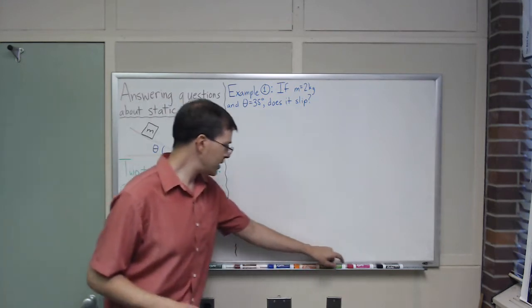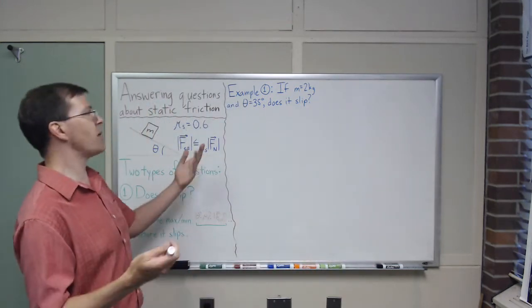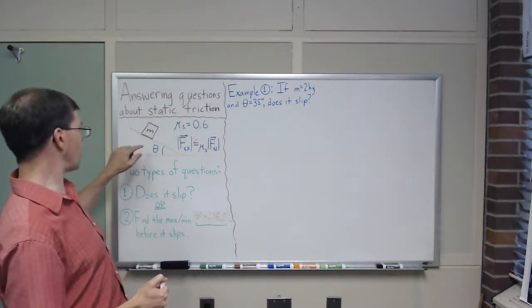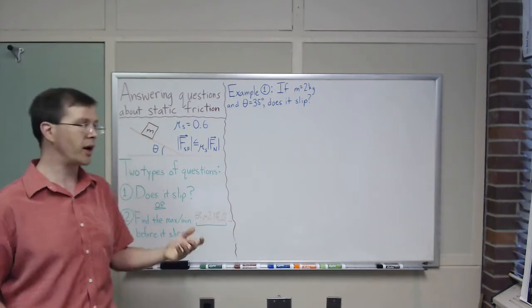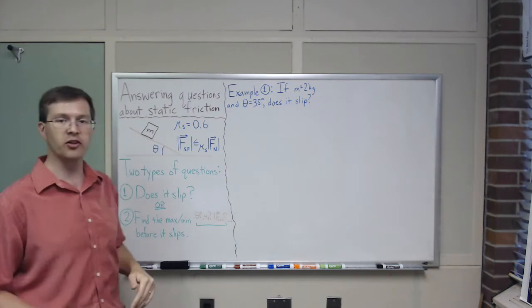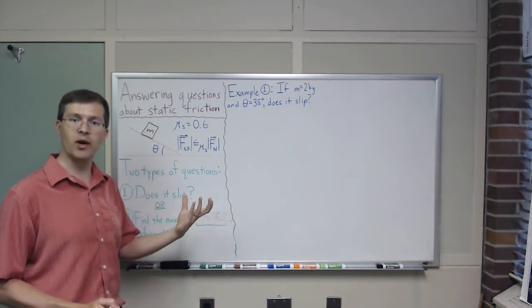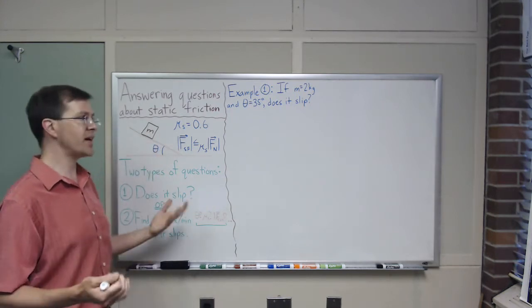What we're going to do is this. Here's my full example. In this story, with mu_s equals 0.6 for the box on the ramp, if the mass of the box is 2 kilograms and the ramp is at angle 35 degrees, does the box slip down the ramp or will it stay put? That's our question.